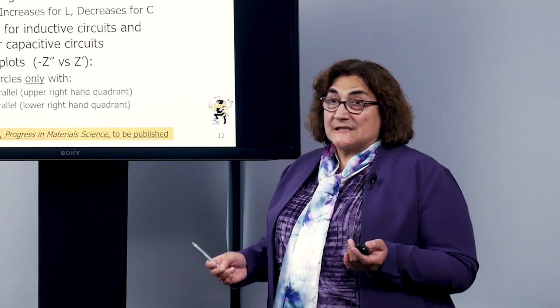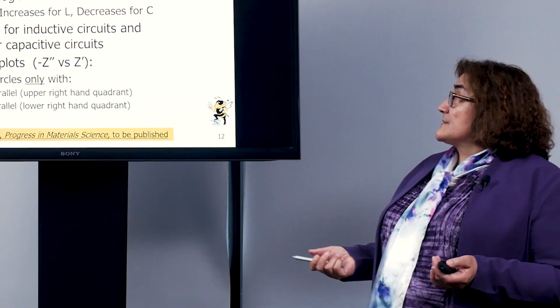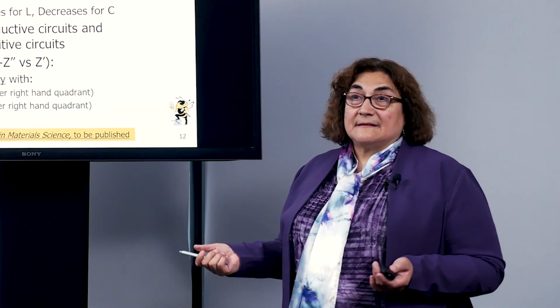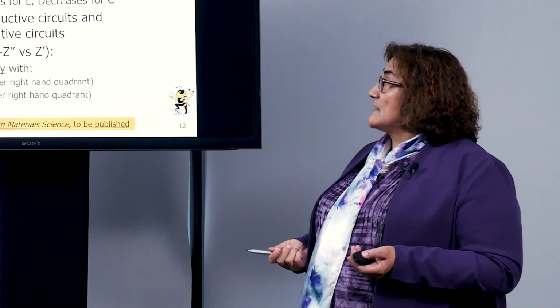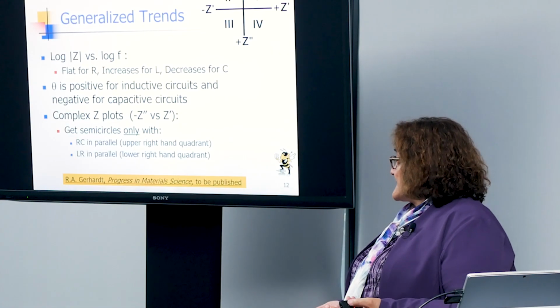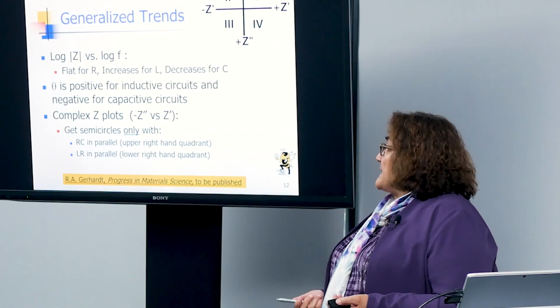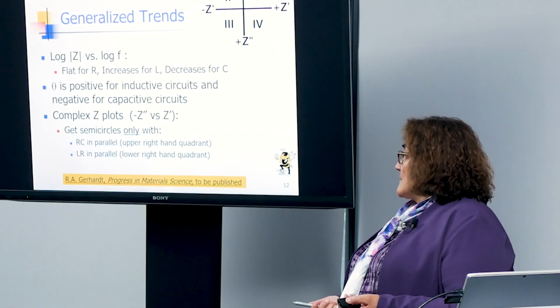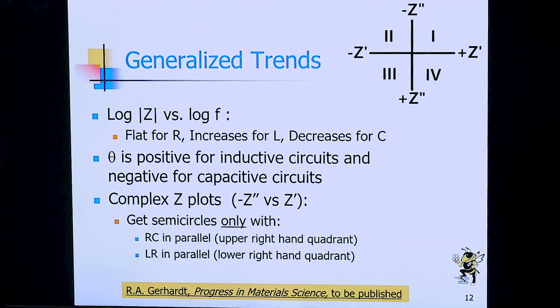So the generalized trends are the log of the impedance vector versus the log of the frequency is flat for resistors, increases for inductors, and decreases for capacitors. And then the theta angle, the phase angle, is positive for inductive circuits and negative for capacitive circuits. For the complex impedance plots, we only get semicircles in the case of RC in parallel in the upper right-hand quadrant, and for LR in parallel in the lower right-hand quadrant.